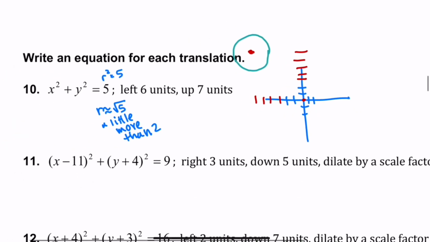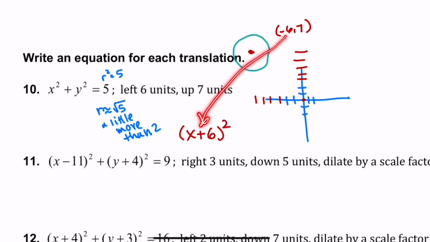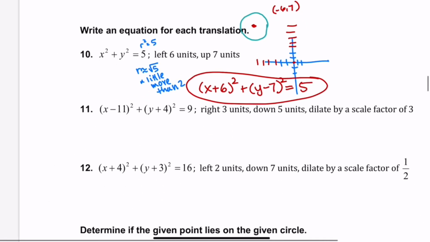Now we're going to write this new equation. The new center is at -6, +7. And so we're going to have x + 6 squared. Remember, it does the opposite of what you think it's going to do. And then the +7 is going to become a -7 with the y in the y value direction. Now our radius has not changed. It's still going to be the square root of 5. So if we square that, that would be a +5. And this will be our equation for that circle.